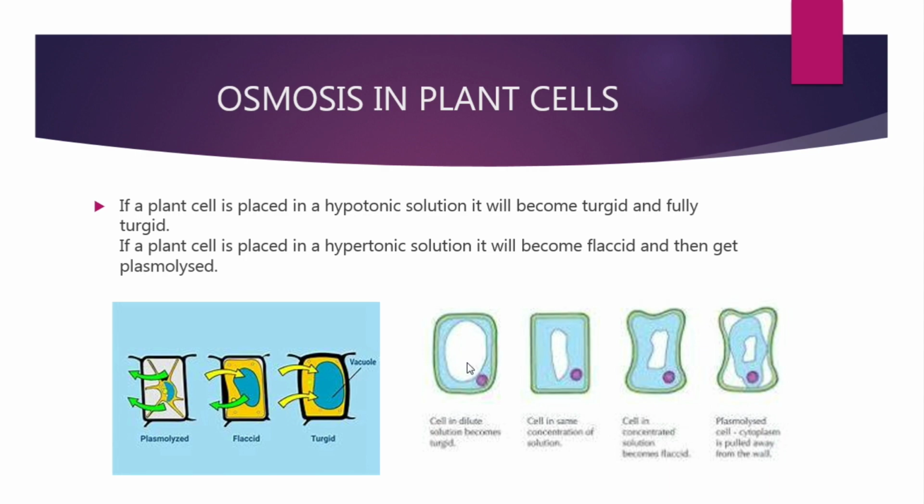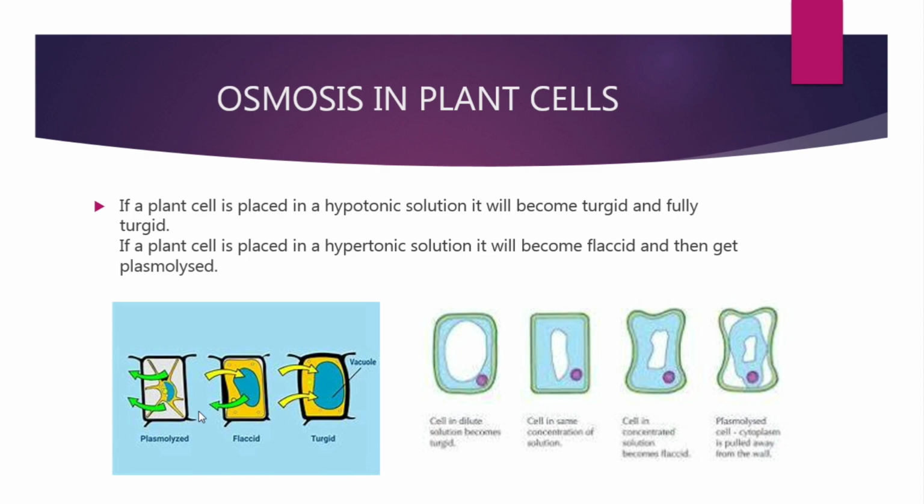The turgid state helps the plants to get stable and to stand firm. If a plant cell loses the turgid state, the plant will wilt and bend down. Now, if a plant cell is placed in a hypertonic solution, it will become flaccid and then get plasmolysed.